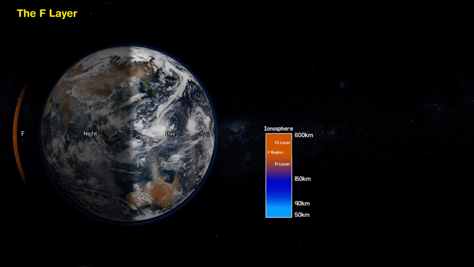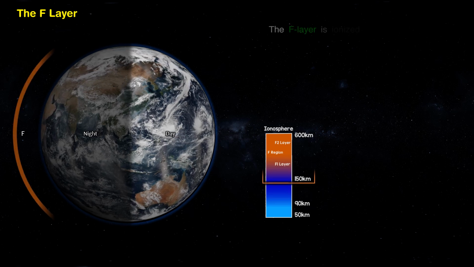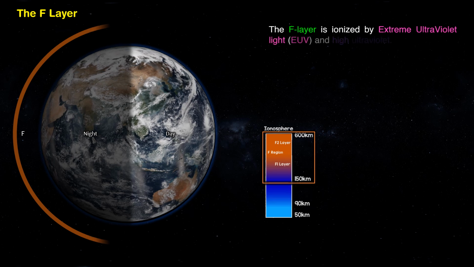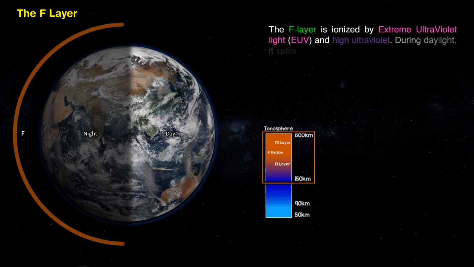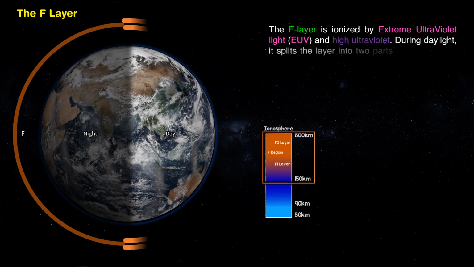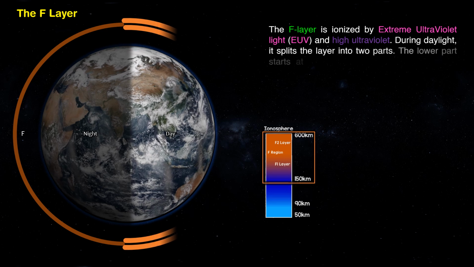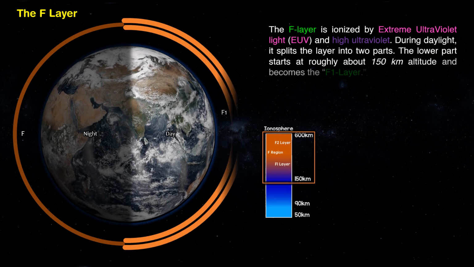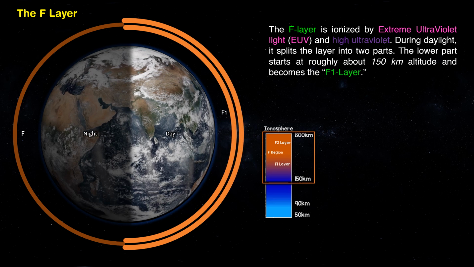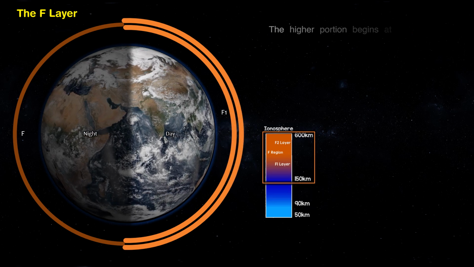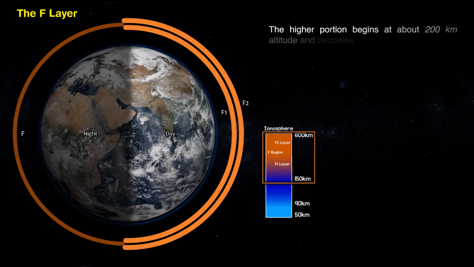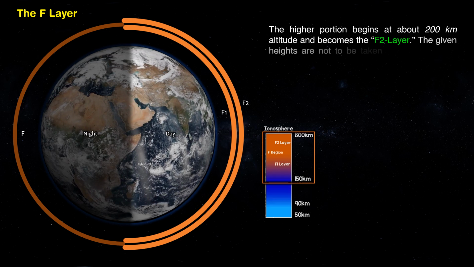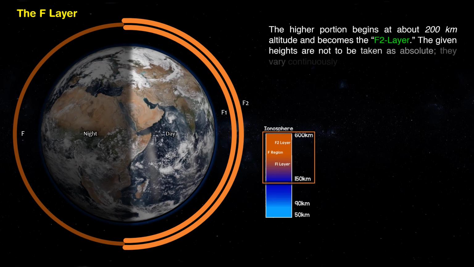The F layer. The F layer is ionized by extreme ultraviolet light, EUV, and high ultraviolet. During daylight, it splits the layer into two parts. The lower part starts at roughly about 150 kilometers altitude and becomes the F1 layer. The higher portion begins at about 200 kilometers altitude and becomes the F2 layer. The given heights are not to be taken as absolute, they vary continuously.